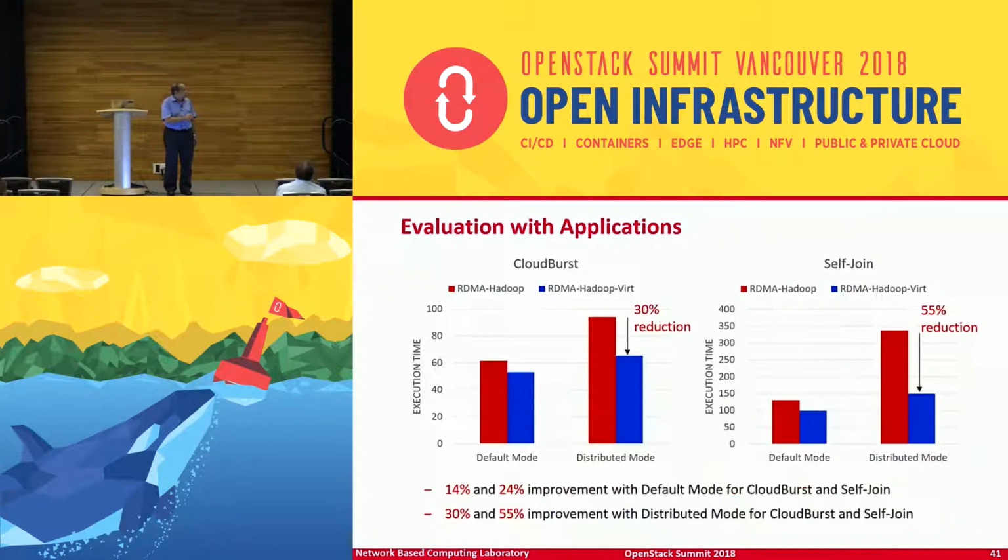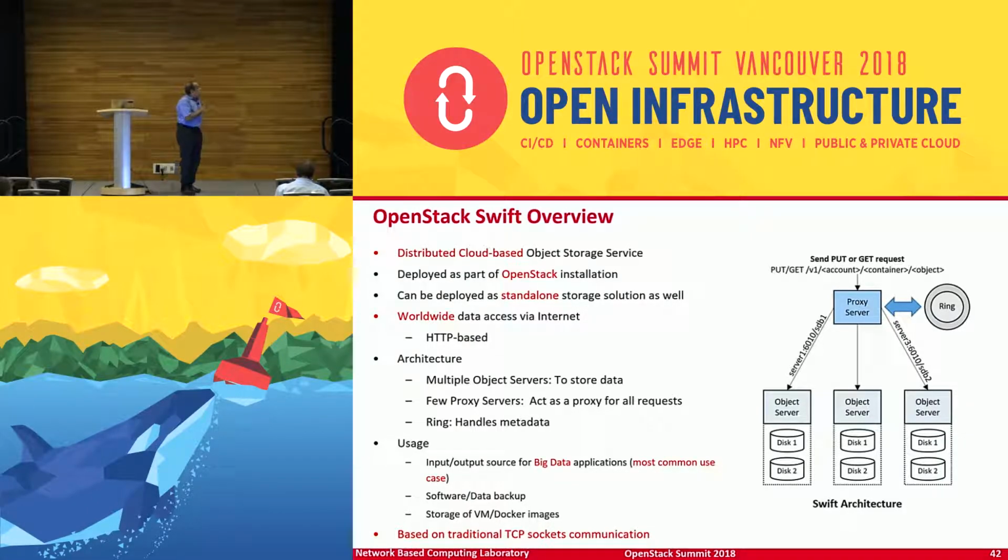Now you can see similar kinds of benefits here. These are some applications, like CloudBurst, which is a genomics application, and this is a self join. If you see the RDMA Hadoop, that is the red line, and the blue line is the virtualized version. In fact, the virtualized version gives much more improvement compared to the basic version.